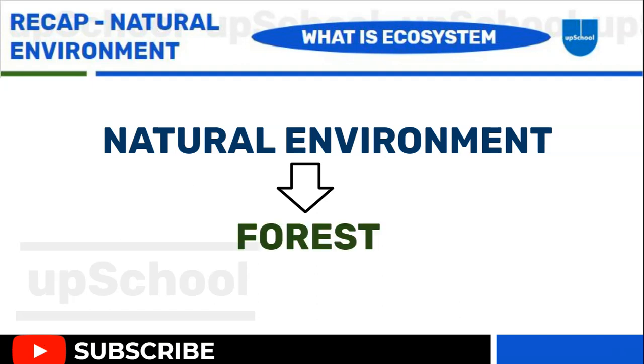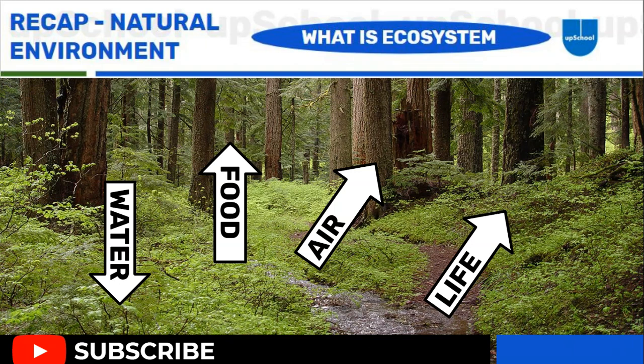A perfect example would be a forest. The surroundings of a forest contain the necessities to live. The surroundings of a forest contain water, food, air, and life, so that makes a forest an environment. But how would a forest be a natural environment? Well, the surroundings of a forest contain everything that are made from nature. Plants are made from nature, and so are trees.